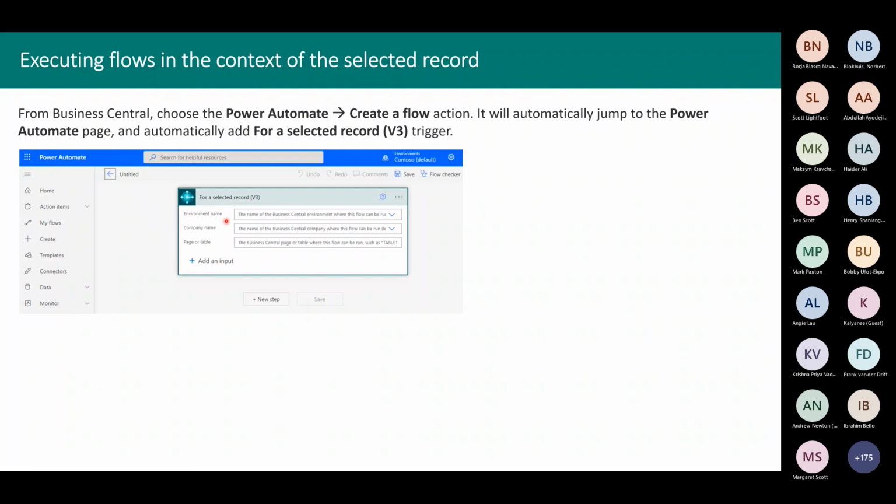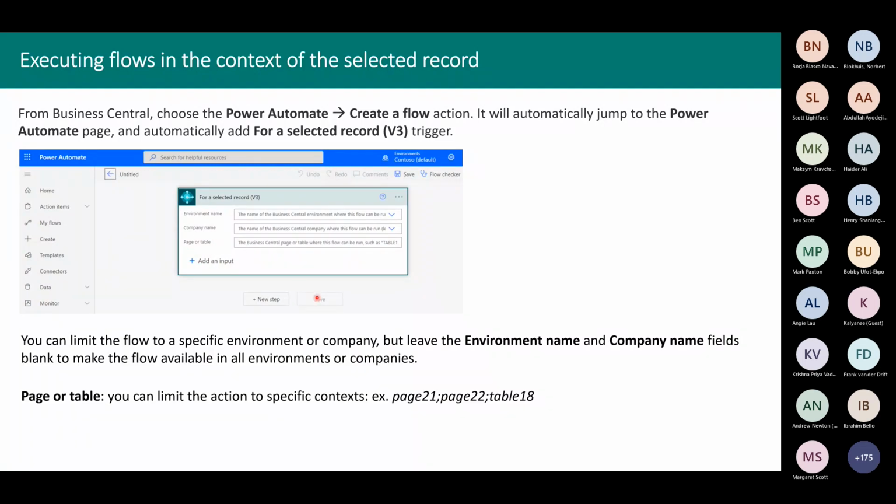sorry, is automatically open. Here, you can select the environment, the company name, if you want to link this workflow only to that specific environment or only to that specific company. Otherwise, you can leave it blank and you can use them in multi-company and multi-environment. And you can also add a scope, so you can limit the action to a specific context by filling the page or table field. The page or table field permits you to link this workflow only to be executed, and visible only to that specific page or that specific table.